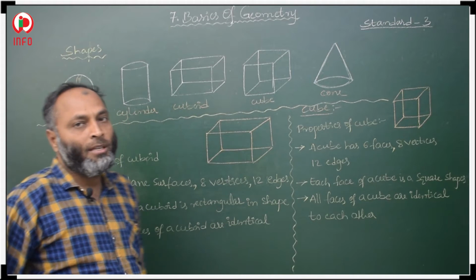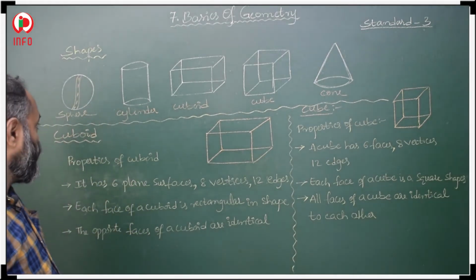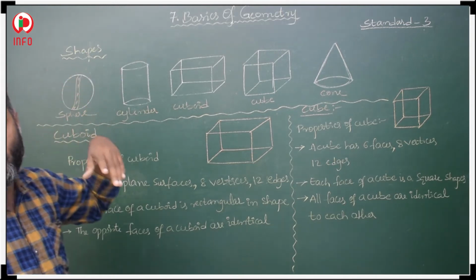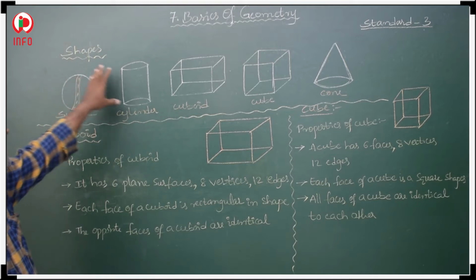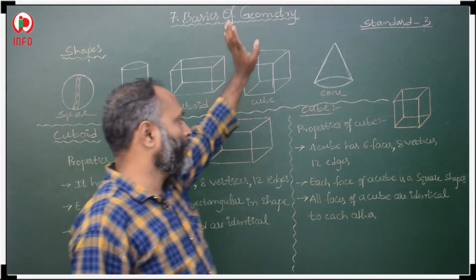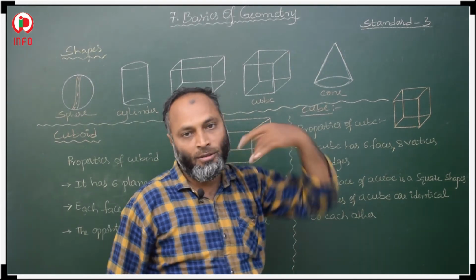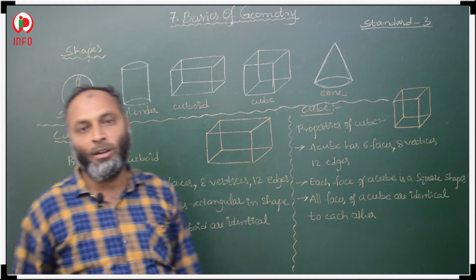Yes, now students, see here shapes. What are the shapes here? These are 3-dimensional, 3D shapes. The first one is a sphere, the second one is a cylinder, the third one is a cuboid, the fourth one is a cube, the fifth one is a cone. So, sphere. For sphere, many examples are there.